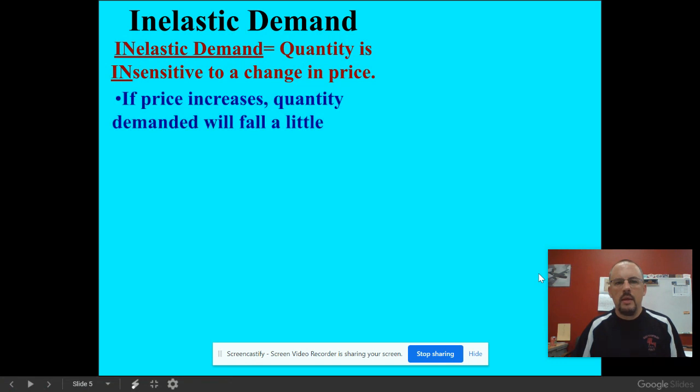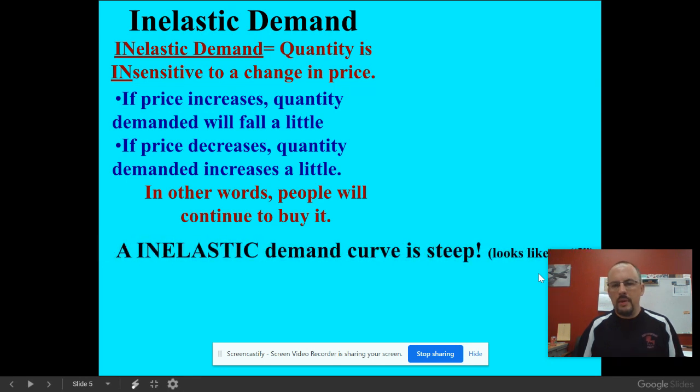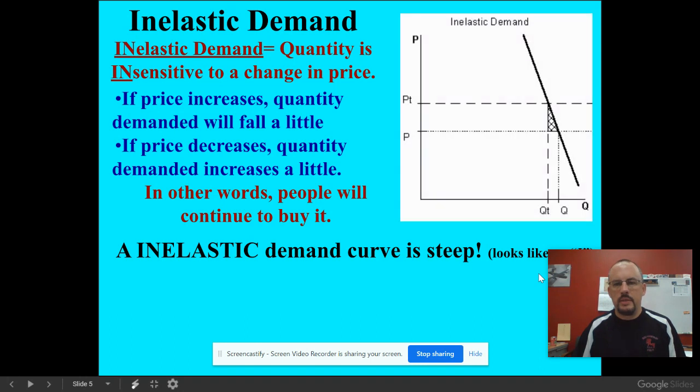She might buy a little less, but she's still basically buying as much as she did before. So with inelastic demand, quantity is insensitive to price changes. There will be a decrease or increase in demand if the price changes, but it'll be a very small increase or decrease. An inelastic demand curve is a very vertical curve, as you see in the diagram. You'll also see this in your book. When an inelastic demand curve happens, the change in price will always be greater than the change in quantity. Meaning, if I have a big change in price, I'll have a small change in quantity.